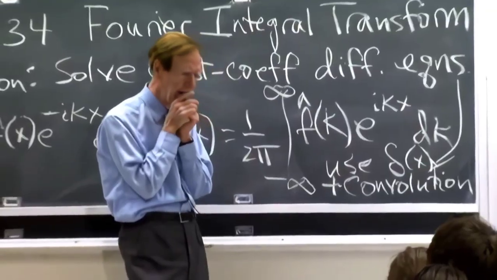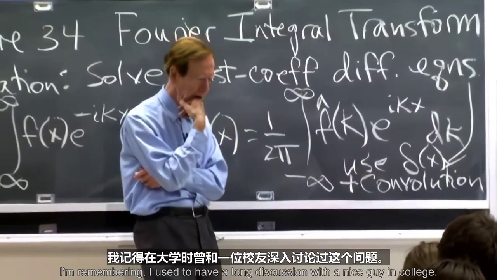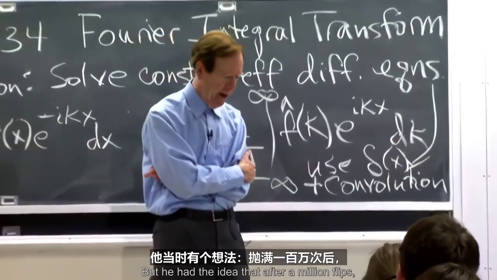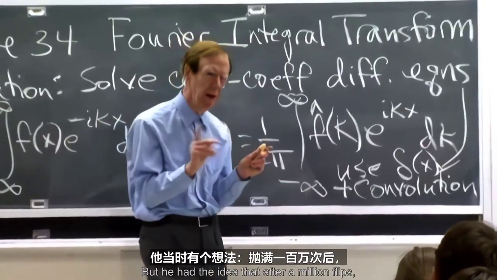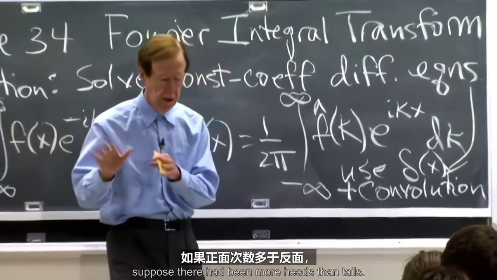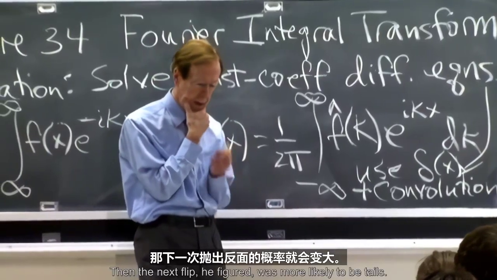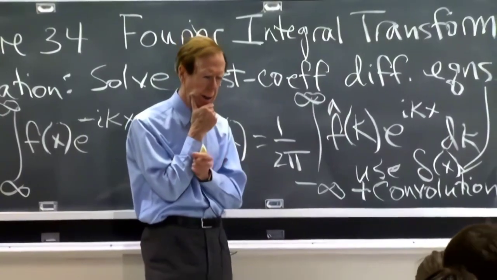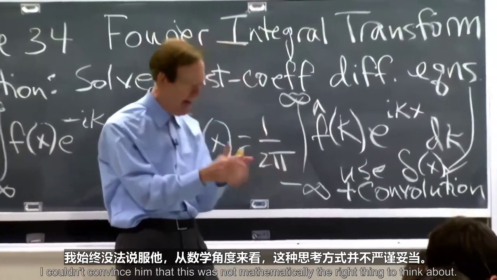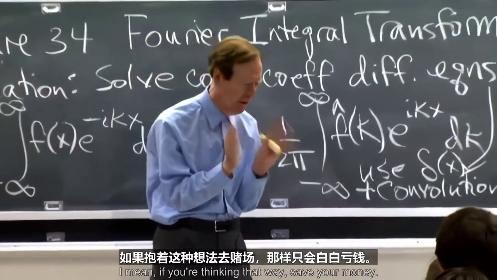I'm remembering, I used to have a long discussion with a nice guy in college. He ran for mayor of Boston, actually. But he had the idea that after 1,000,000 flips, suppose there had been more heads than tails. Then the next flip, he figured, was more likely to be tails. I couldn't convince him that this was not mathematically the right thing to think about. And all I did was say, don't go to Las Vegas. I mean, if you're thinking that way, save your money.